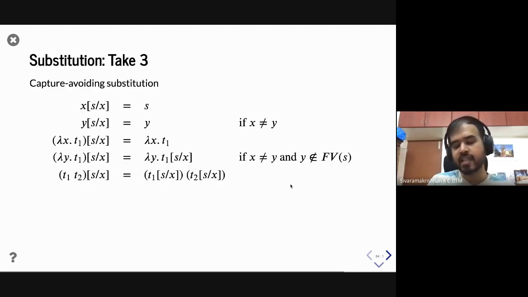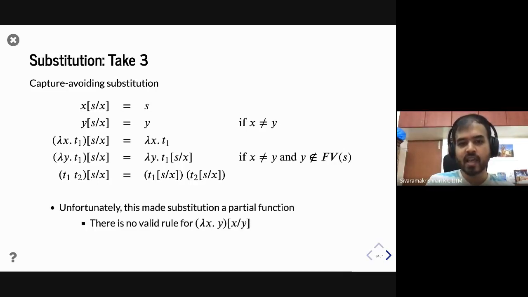And the reason why we put this restriction is that if you do the substitution, you will have the undesirable property that whatever free variable you had in S gets captured by this binder, right? The meaning of the term sort of changes. And what happens when you add this restriction? The problem is that the substitution is no longer a total function.